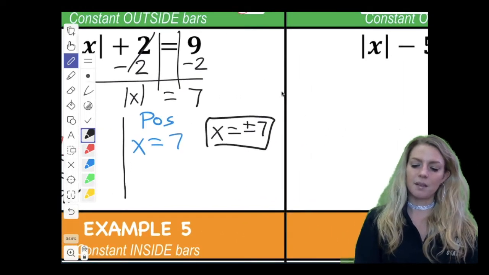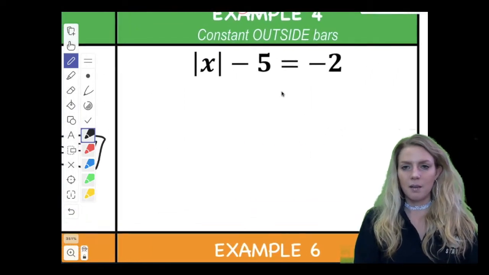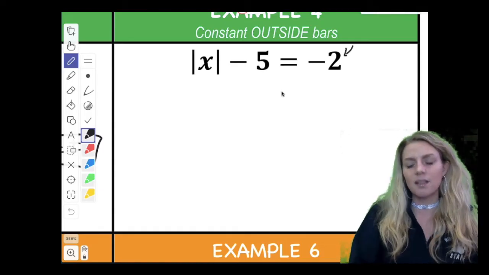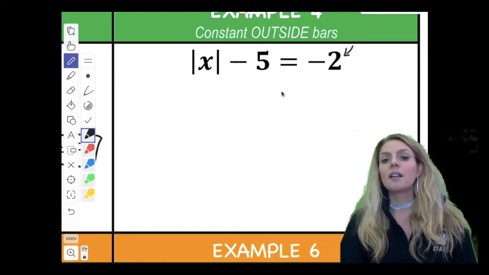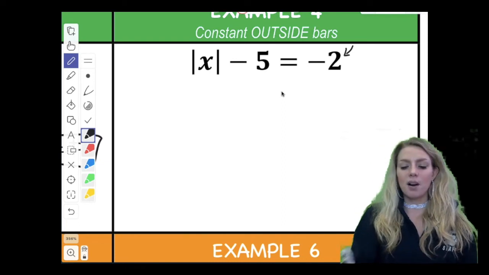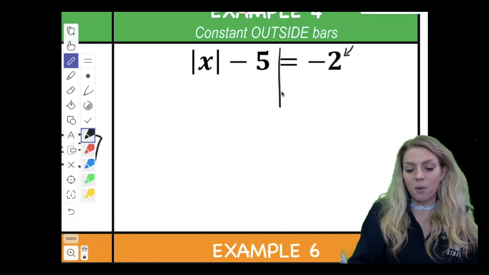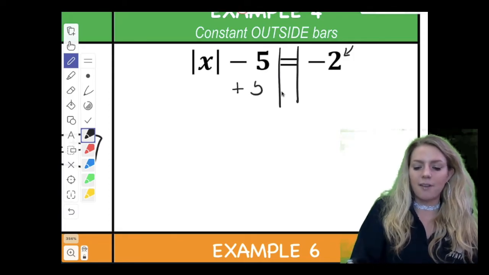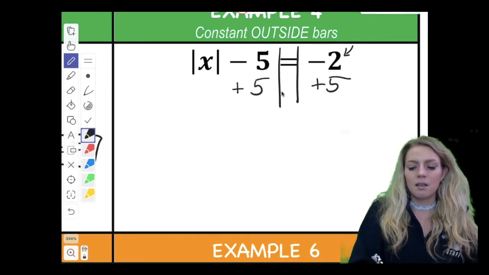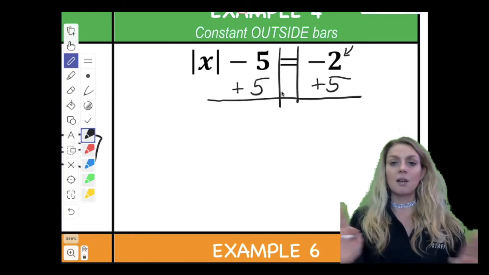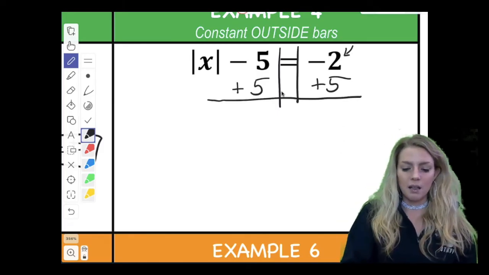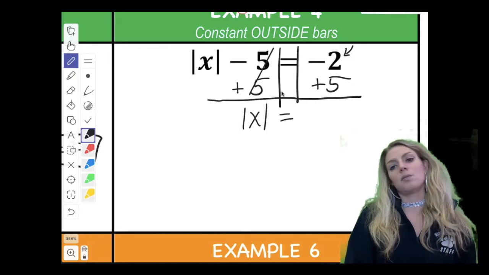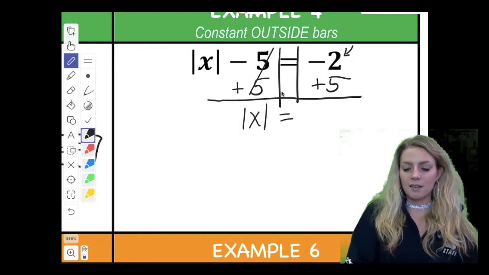All right. This one's a little bit trickier. People might think that this one has no solution because the total is negative. However, there is a constant outside the bars that I do need to adjust before I can drop the bars. So I'm going to add 5 to both sides, just to follow step 1: everything outside the bars needs to go away. So now I have the absolute value of x is equal to negative 2 plus 5, which is 3.